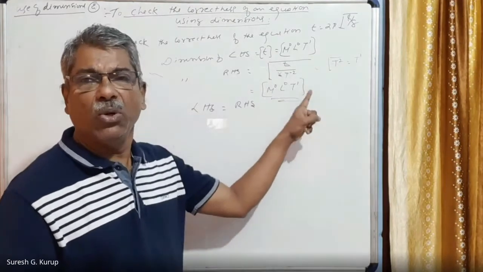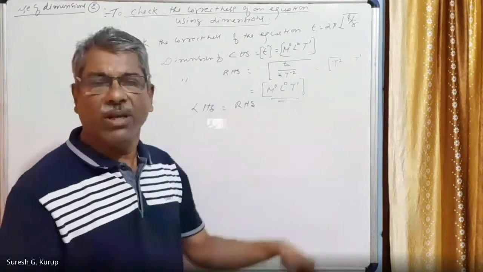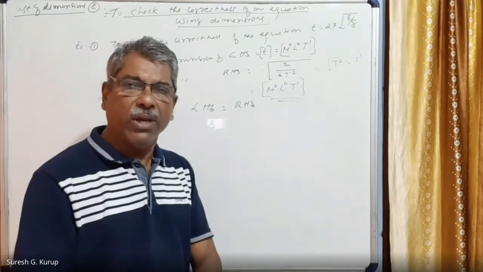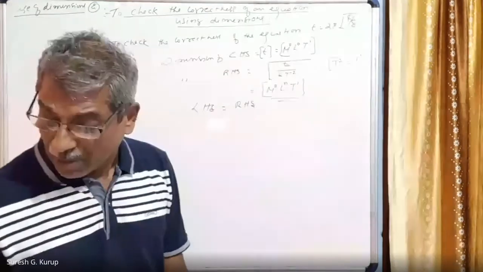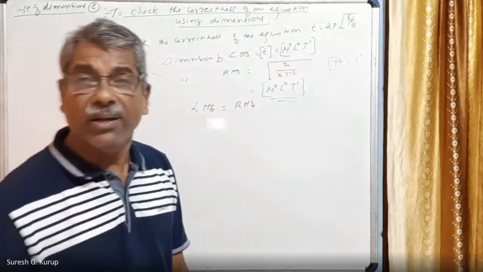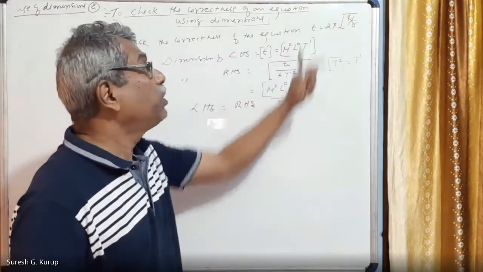T is equal to 2π times the root of L by g. Everything you have to keep in your mind. This is the time period of a simple pendulum. When we study the simple pendulum at a later stage, you will remember this equation also.